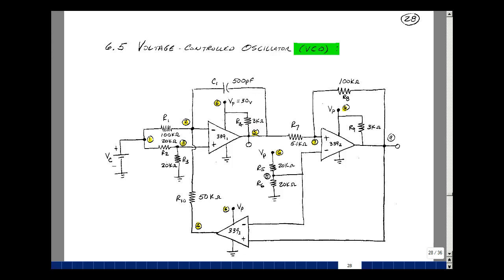This lesson deals with a voltage-controlled oscillator. You can find these notes in the ECE402 ebook in Chapter 6, starting on page 28. Here I have a circuit with three LM339s in obviously three different configurations.